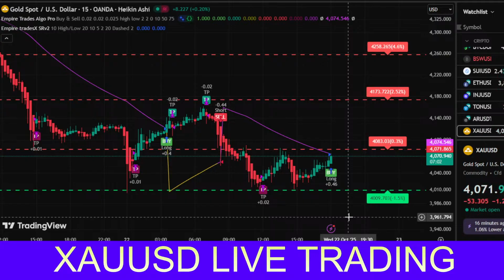Confirmation of these patterns is critical, which usually involves subsequent price action validating the reversal signal.